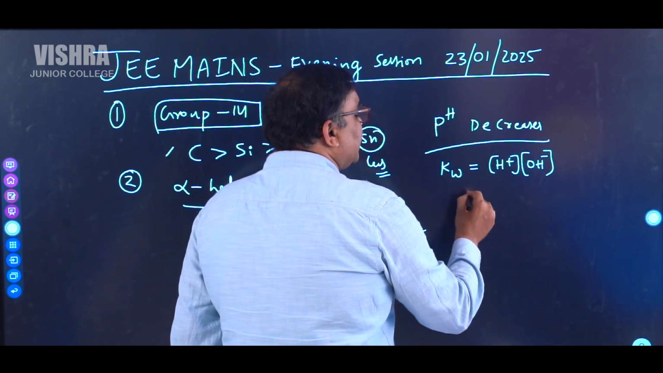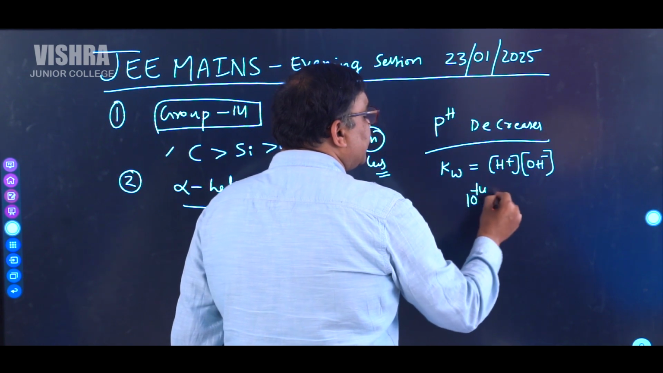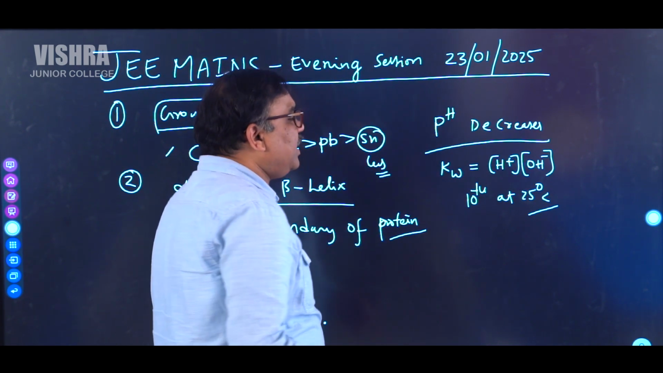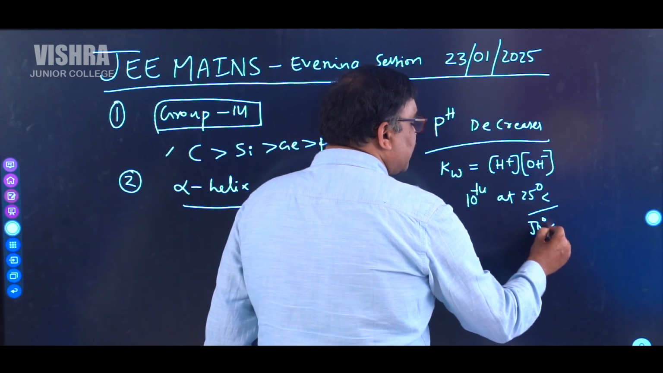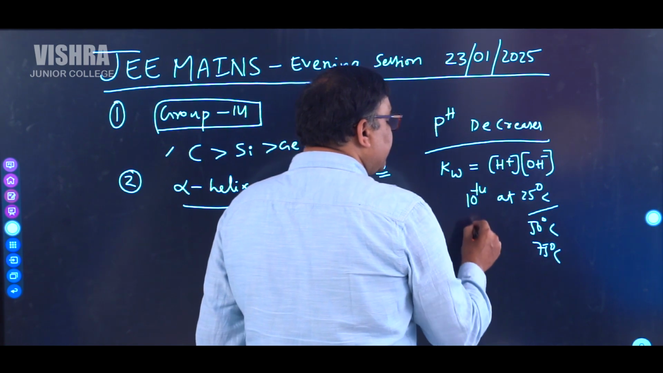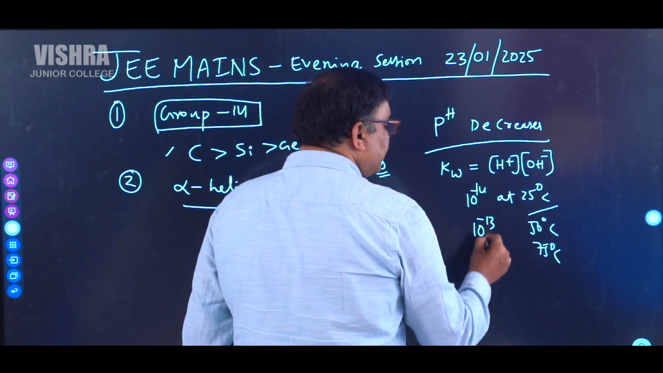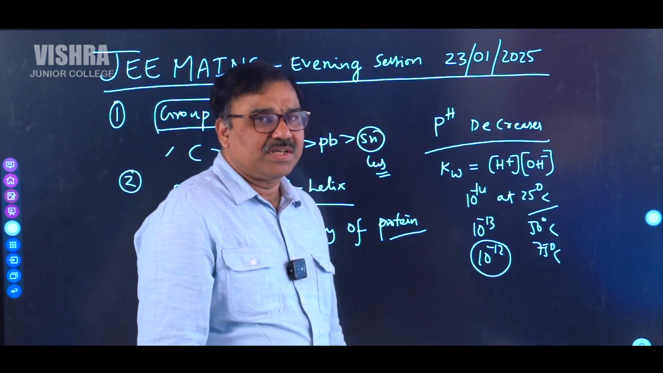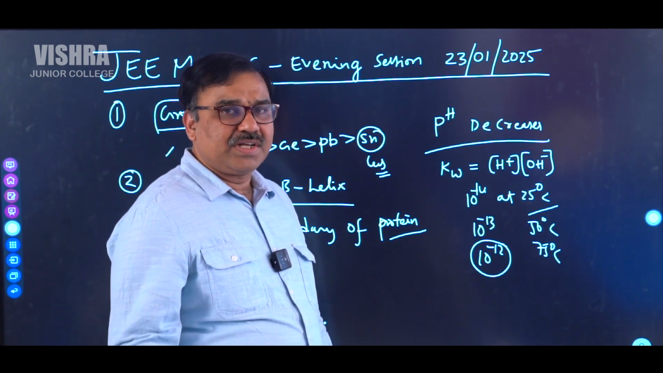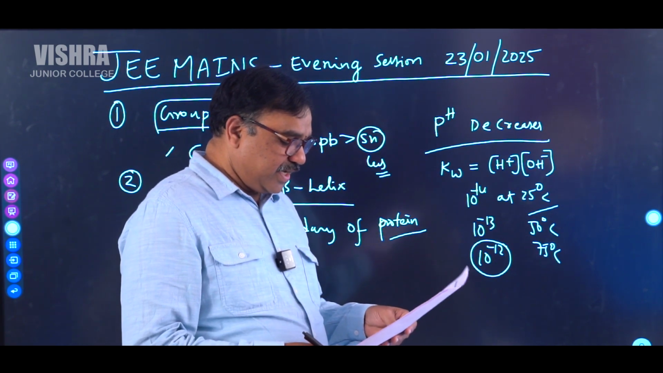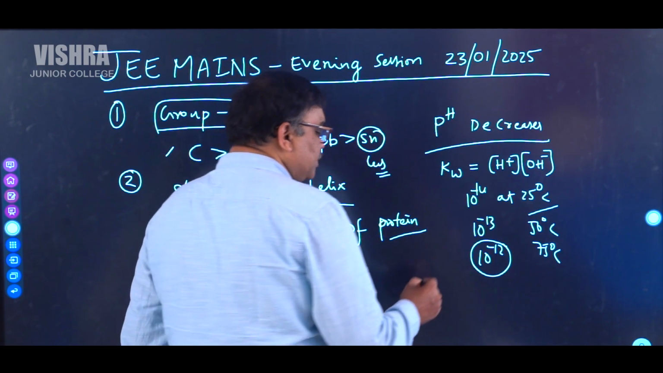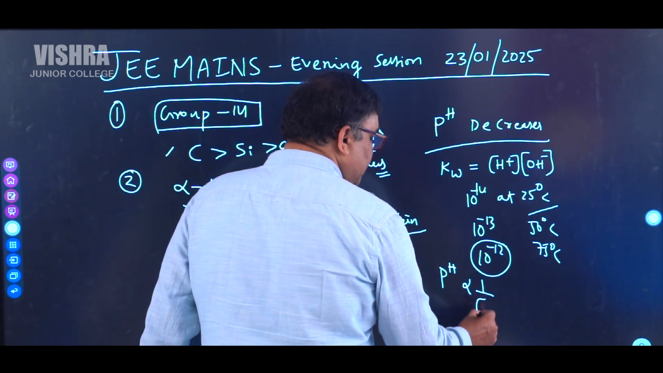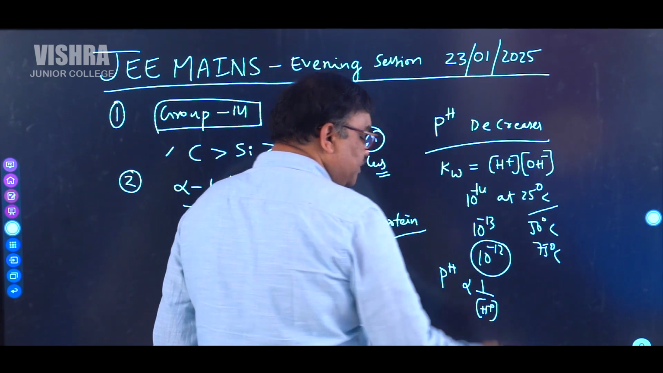This is 10 to the power of minus 14 at 25 degrees Celsius, at room temperature only, and at 50 degrees Celsius or even 75 degrees Celsius, this may increase and become 10 to the power of minus 13 or 10 to the power of minus 12. So if it is 10 to the power of minus 12, then the H plus concentration is also increasing, and pH is decreasing. That's why pH is inversely proportional to the concentration of H plus, or the activity of H plus, we can say.